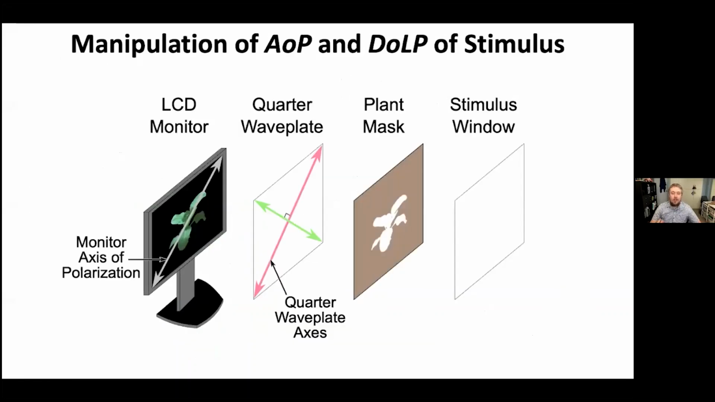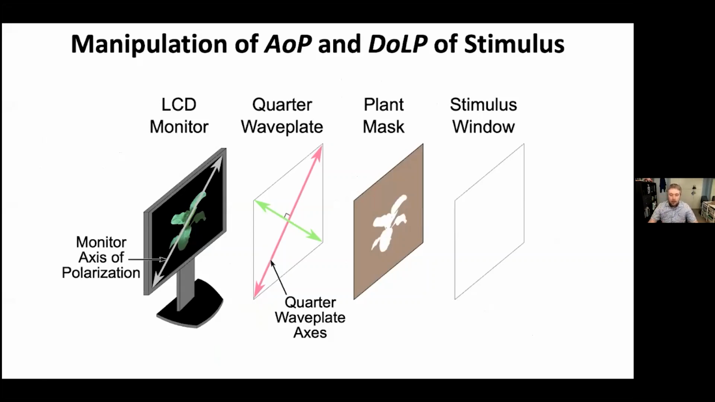Now, I'll lead you through the novel display system I developed for use in paired plant image behavioral bioassays. The system consists of an unmodified LCD monitor, and this LCD monitor produces highly polarized light at one AOP, but we could then alter that AOP by rotating the monitor and then counter-rotating the image.